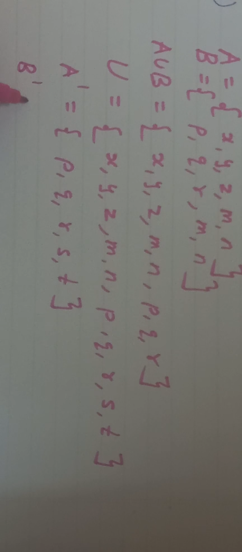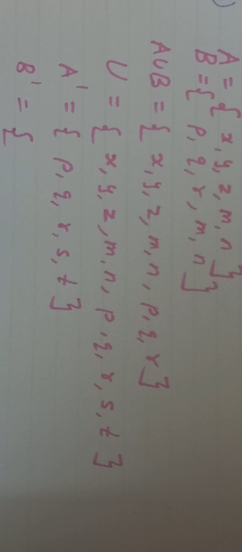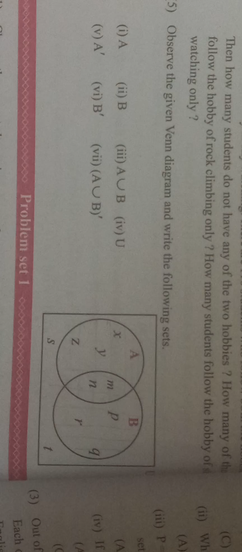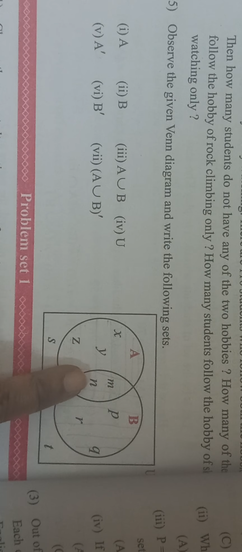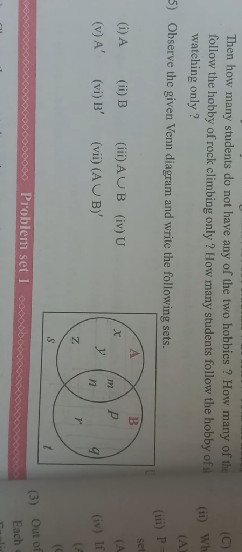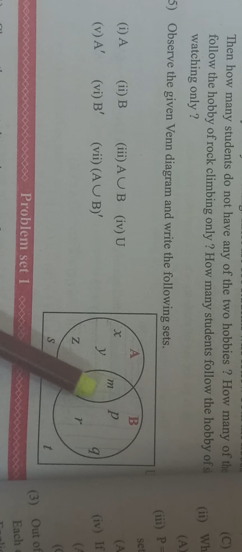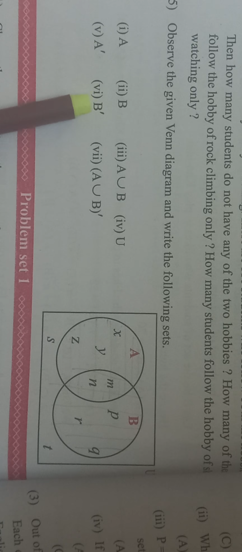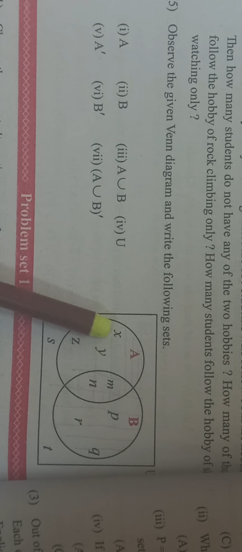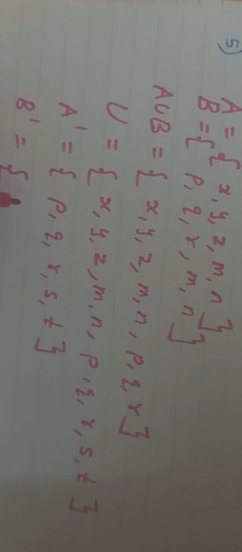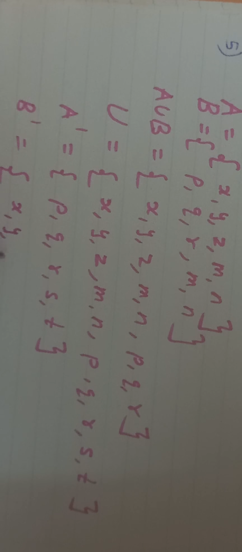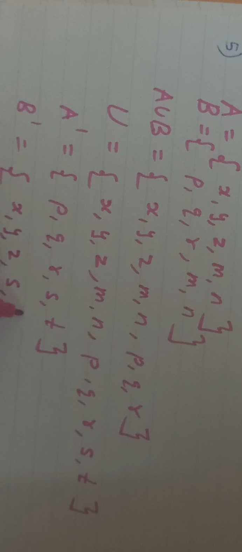Now B complement. Again, B complement means what? What is there in B? P, Q, R, M, N is there. So this P, Q, R, M, N will not be there in B complement. So what will be there? X, Y, Z, S, T. So we will write B complement is equal to X, Y, Z, S, T.